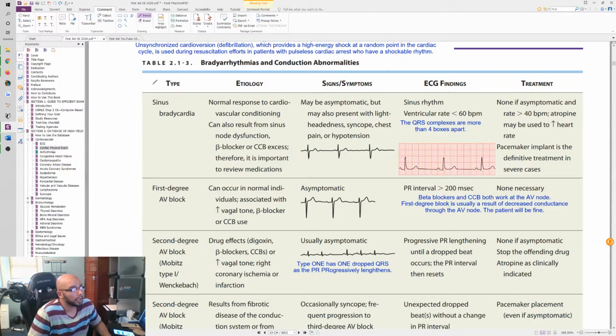Very slow heart rate. So this first one here is sinus bradycardia. It can be a normal response to cardiovascular conditioning, or can also result from sinus node dysfunction, beta blockers, or calcium channel blocker excess. Someone trying to overdose on either beta blockers or calcium channel blockers. Therefore, it's important to review all medications. And this is pretty much true for almost any pathology any patient comes in for.